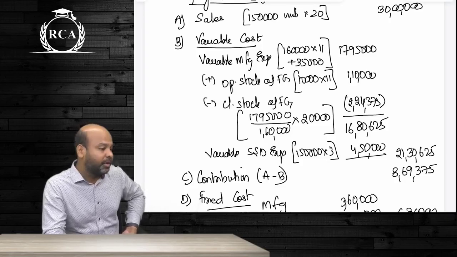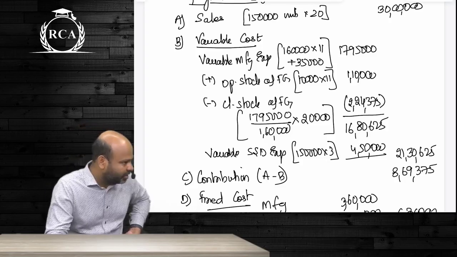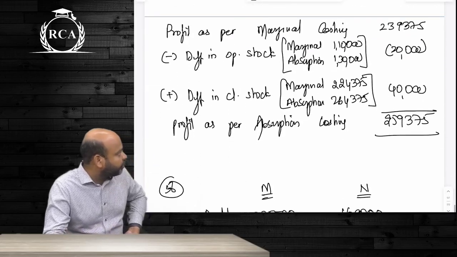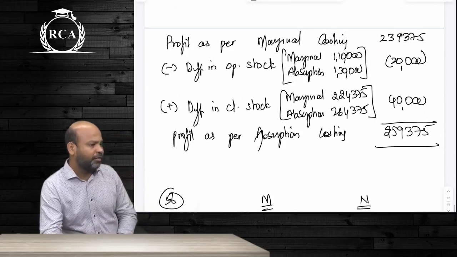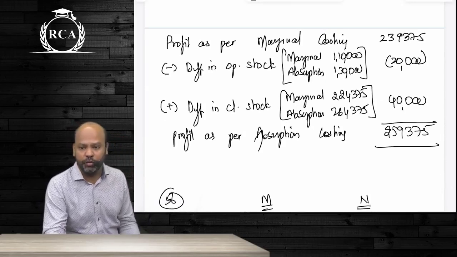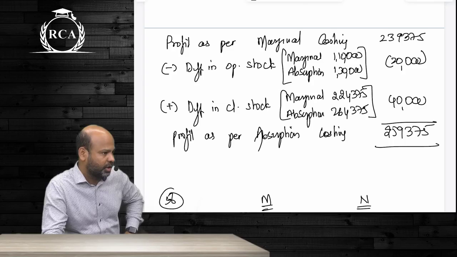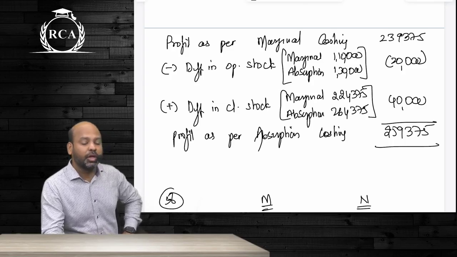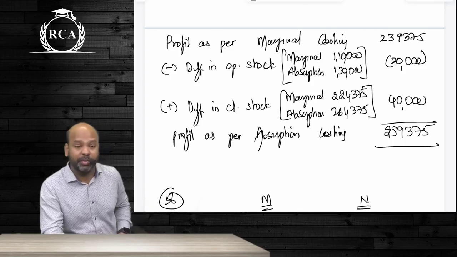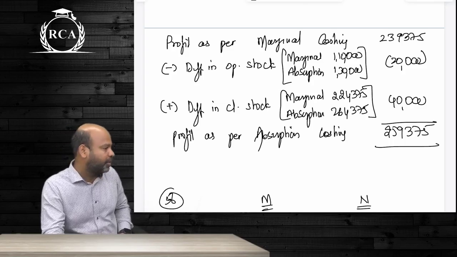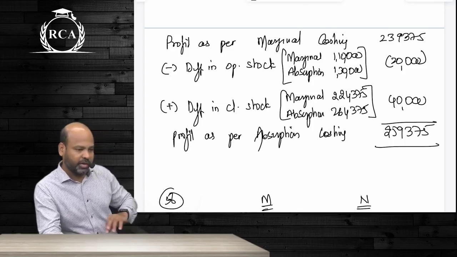So if you start with marginal costing profit as the base, you will have to deduct the difference in valuation of opening stock and you will have to add the difference in valuation of closing stock. That is how you will be arriving at profit as per absorption costing. There's absolutely no compulsion that you will have to start with profit as per marginal costing. You can also start with profit as per absorption costing. It will be the other way around.